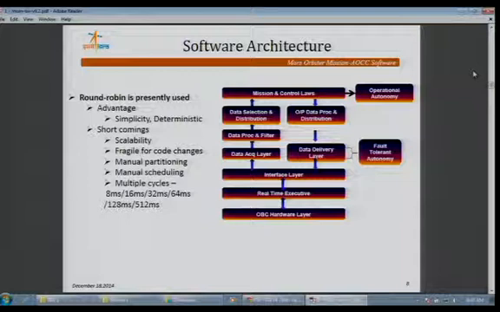And various code changes are quite tough to accommodate. And partitioning is manual, but there is a defined process to do it. And for the scheduling of the different processes, if some module is going to take a larger time, it is partitioned manually and scheduled accordingly based on the cycle requirements. And there are multiple cycles running in the software.